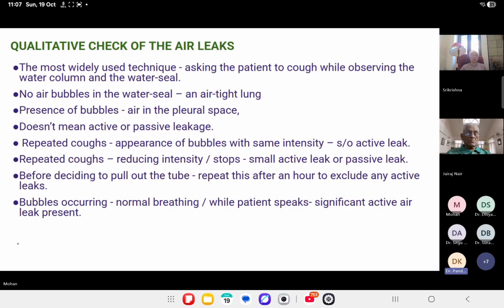Then on repeated coughing, appearance of bubbles with same intensity suggests an active leak. Repeated coughs, reduced intensity and stops, that means that it may be small active leak or can be passive leak also. And then before deciding to pull out the tube, repeat this after an hour to exclude any active leaks, and then it can be removed. Bubbles occurring in the normal breathing while patient speaks, that means that it's significant active air leak.